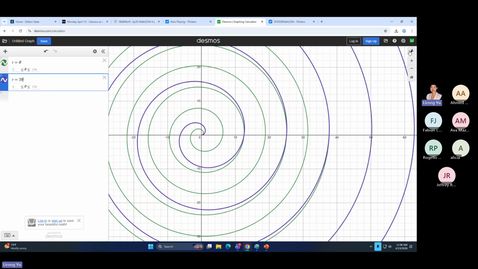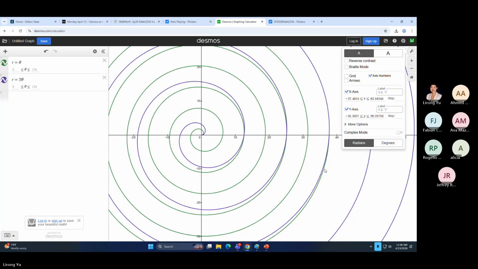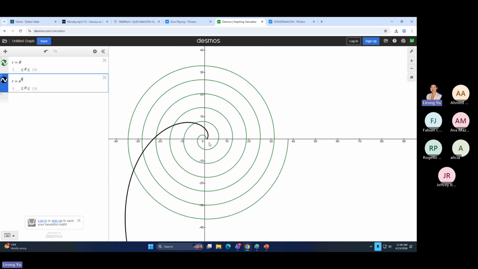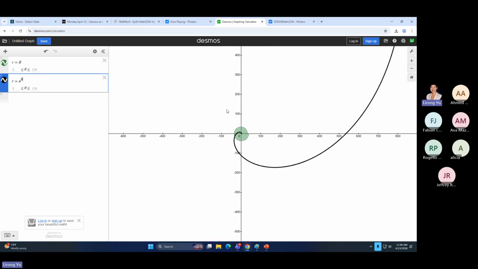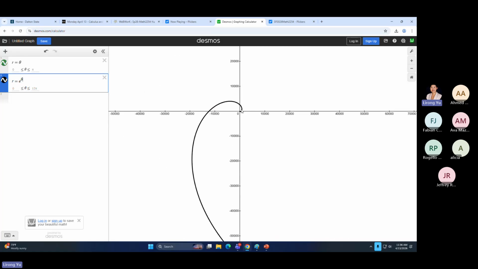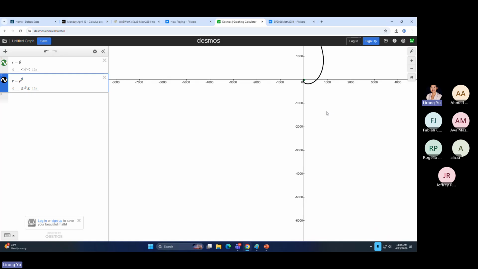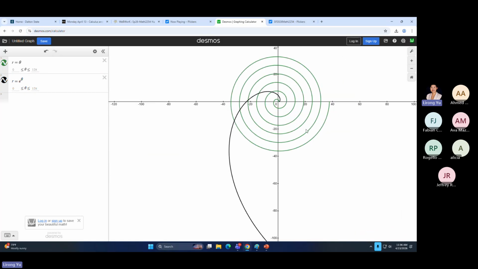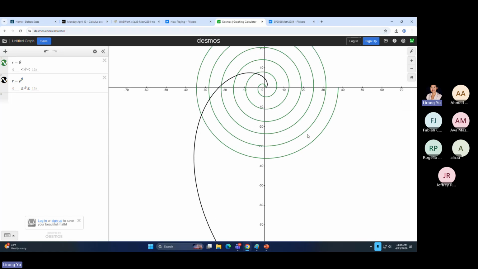Let me remove the grid. And then let's remove that one and compare with a bigger increase. So r equal to e to the theta. It's also a spiral, but then the radius gets way bigger. The exponential function increases way faster. That's the little spiral we have for r equal to theta. I find it interesting to see the size of the value being affected.